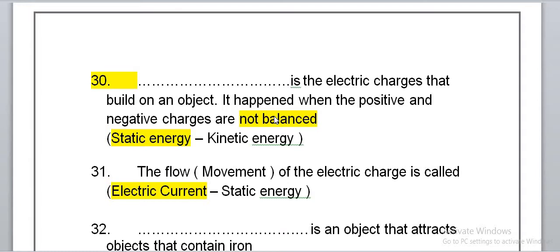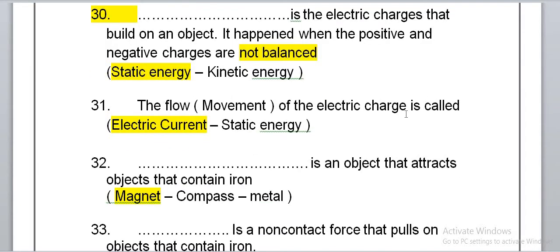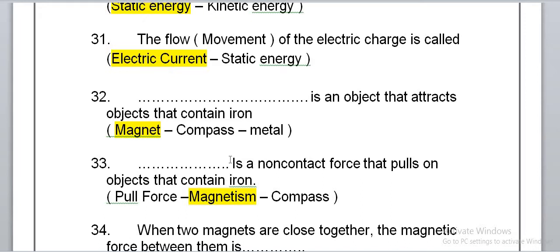And when these charges, the positive and negative, remain unmoved, it is called static electricity or static energy. They remain unmoved and they are not balanced. You have to know that when the positive charge is equal to the negative charge, they are called neutral. So let's solve: what is the electric charge that builds on an object when the positive and negative are not balanced? It's static. And what is the flow of the electric charges? It's electric energy.